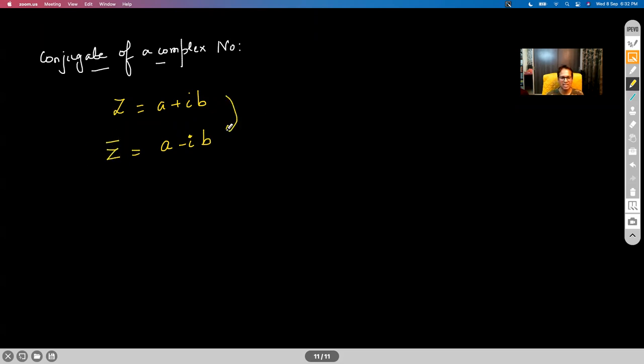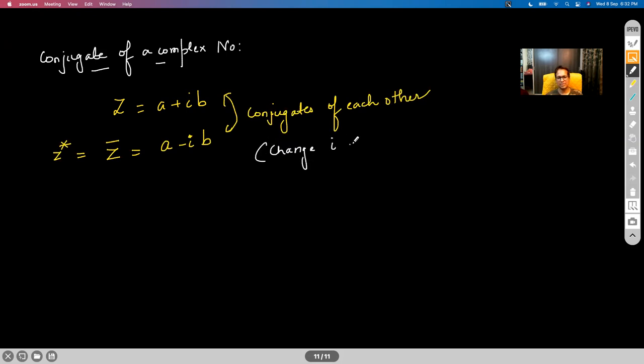In fact, both are conjugates of each other. In many books, in international books, they will write conjugate as Z star. In fact, IB board, they will write it as Z star. So how do you obtain a conjugate of a complex number? Just by changing the sign of i with a minus i. That's how you end up getting the conjugate of a complex number.